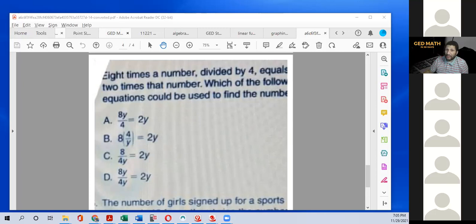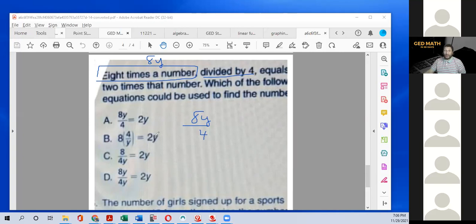Can somebody help me here? What's given? How do I know what to do? 8 times the number would be 8y. They're using y instead of x for the unknown. Okay, 8y, 8 times the number. Then what's the next thing? Divide by 4. So 8y divided by 4.